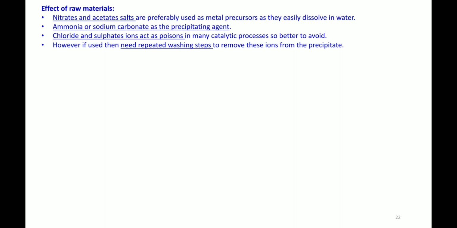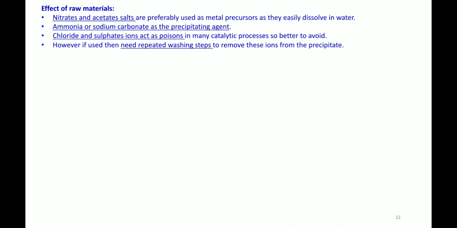Very generally, or broadly, nitrate and acetate salts, let us say bismuth nitrate, or any kind of zinc nitrate, or any kind of zinc acetate, such salts are preferably used as metal precursors. Most of the nitrates and acetates are better to use as they easily dissolve in water. What is the intention behind it? Because they can easily dissolve in water.